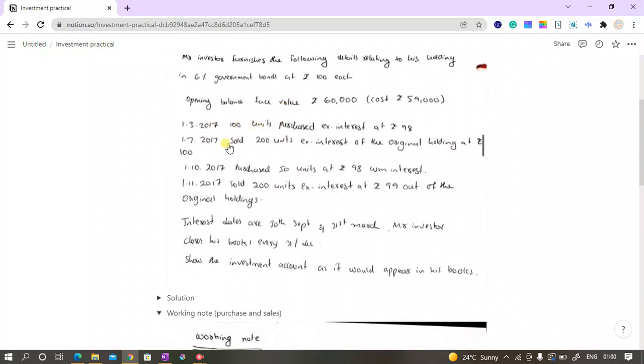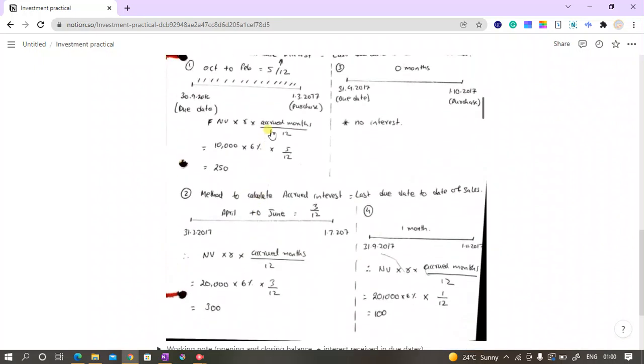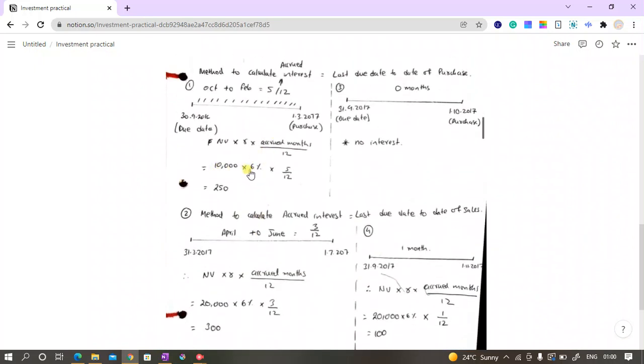We purchased 100 units. What is the face value? Interest is calculated on the face value. So basically 100 into 100, we get 10,000. The rate is 6%, which is already given in the question.